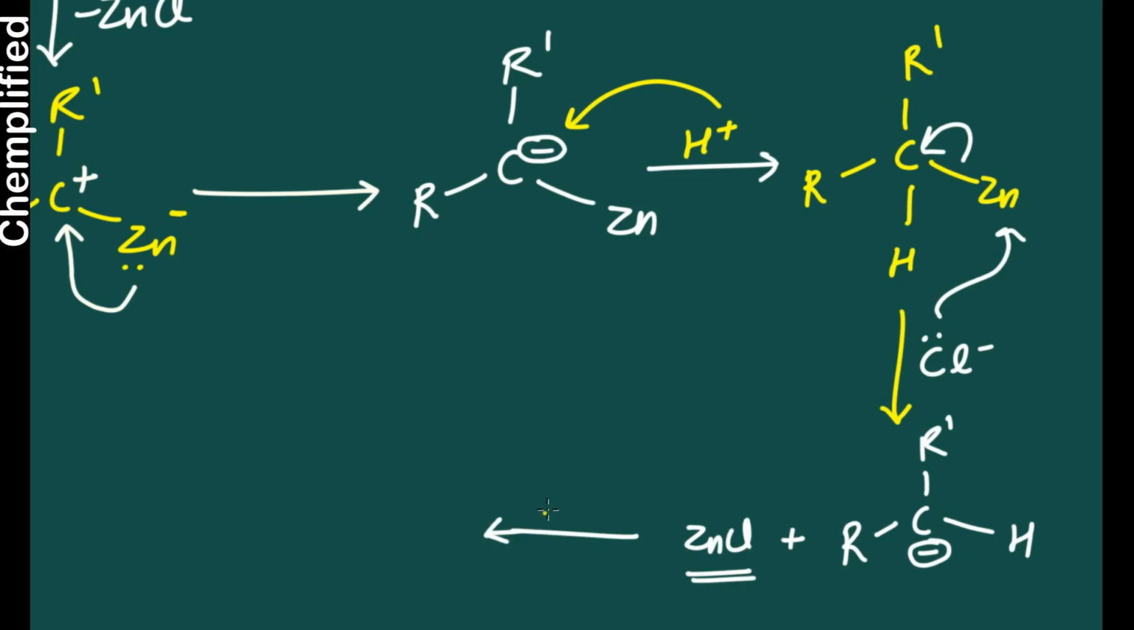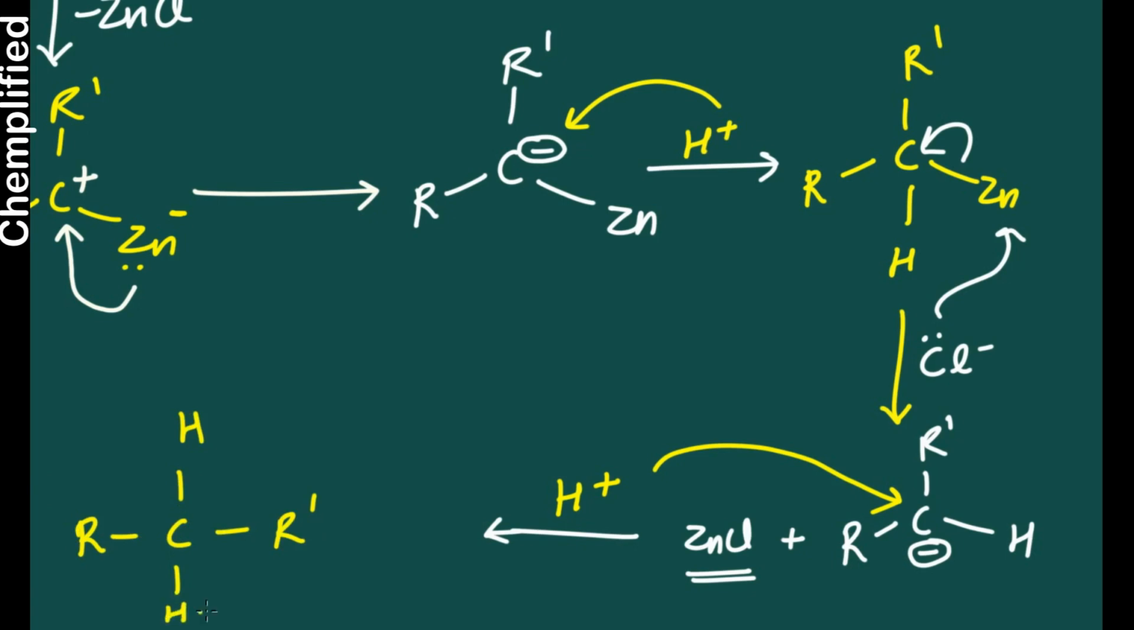will be there, that will attack the carbanion. Carbon has a negative charge, so this will attack the carbon, and you will get the final product, your alkane. R, C, R dash, H, and H. This is your alkane. So this was your complete mechanism. Let me show it one more time in 5 seconds.